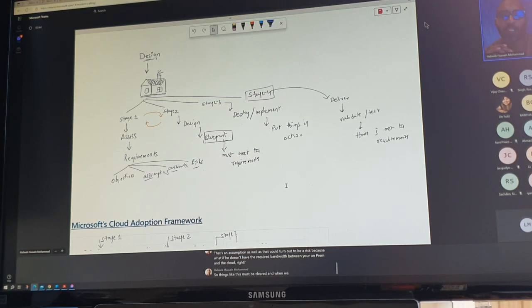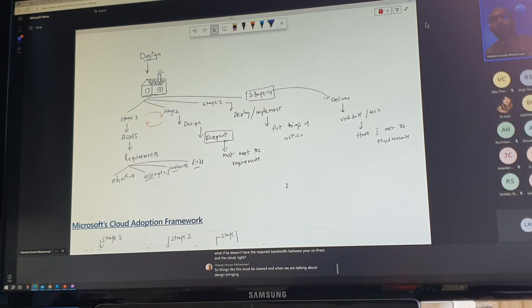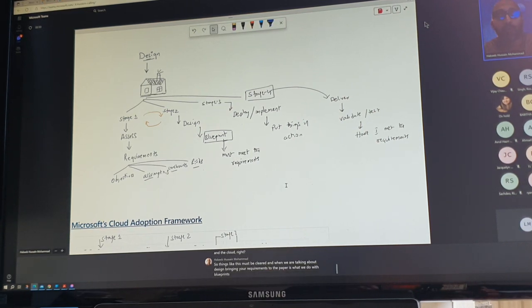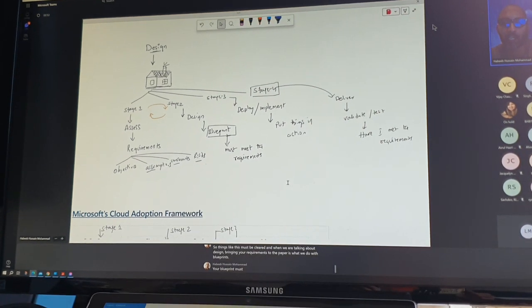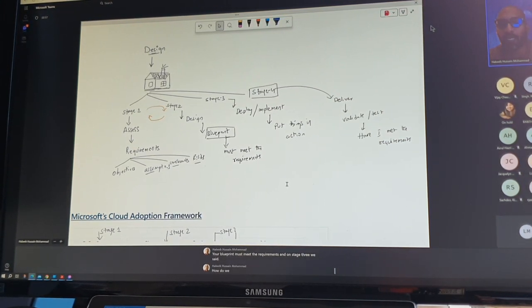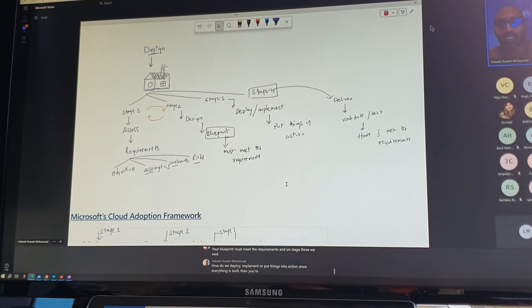And when we are talking about design, bringing your requirements to the paper is what we do with blueprints. Your blueprint must meet the requirements. And on stage three, we said, how do we deploy, implement, or put things into action? Once everything is built, then you're going to do the testing, then you're going to do the validation, and then you're going to deliver. This is where you also do knowledge transfer sessions for your customer.